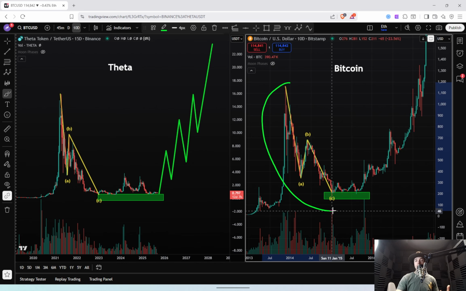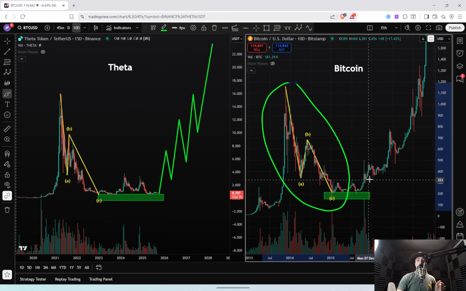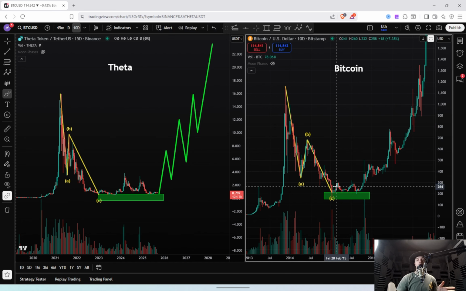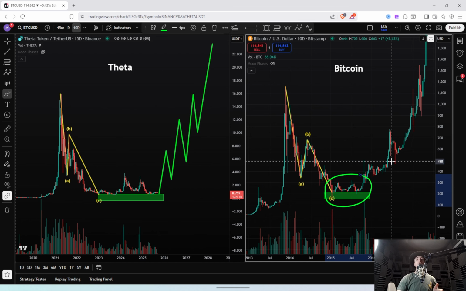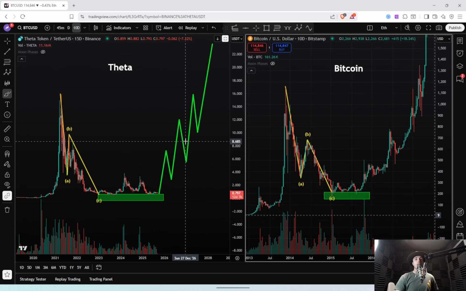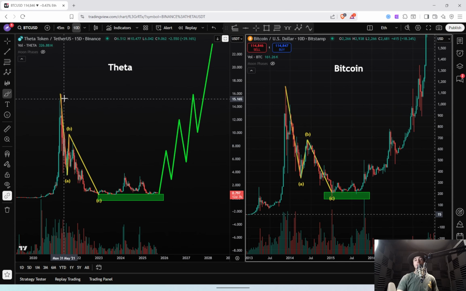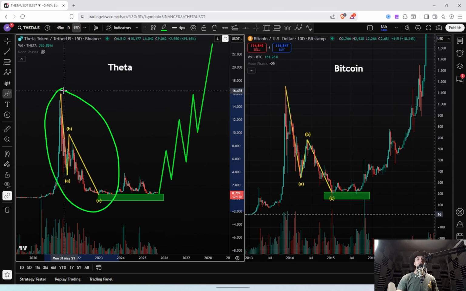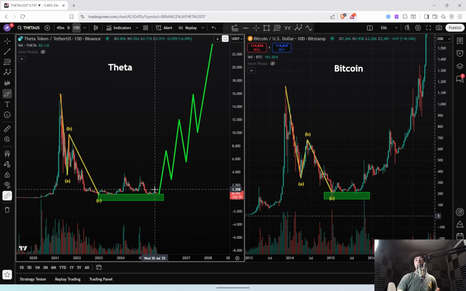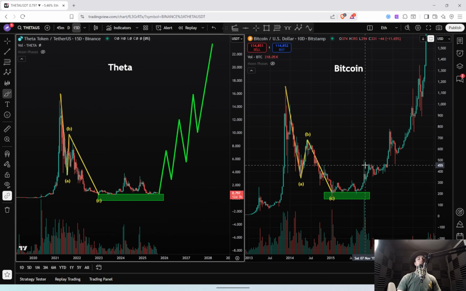You can see a huge ABC correction over here on Bitcoin, followed by a big bull market. After Bitcoin did some sideways accumulation, it went into a bull market. Now, if we look at Theta over here on the left, we really have the same thing. We have a big ABC correction here, followed by sideways accumulation, and now Theta is really getting ready to do exactly what Bitcoin did over here on the right.